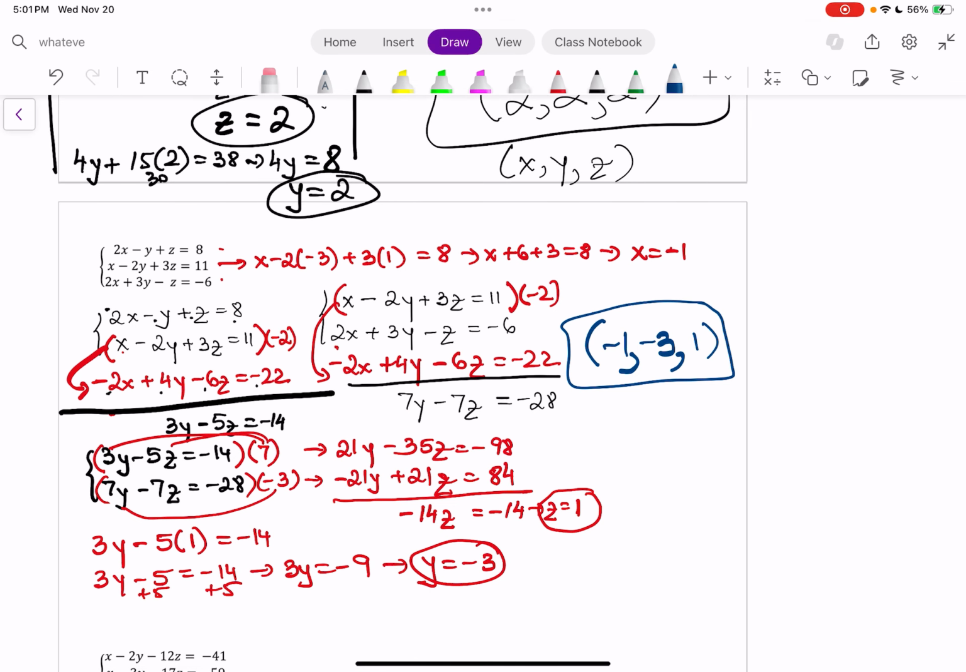So again, your system solution should be written as an ordered pair, ordered triple, whatever they are. The variables have to be written in alphabetical order. All right.